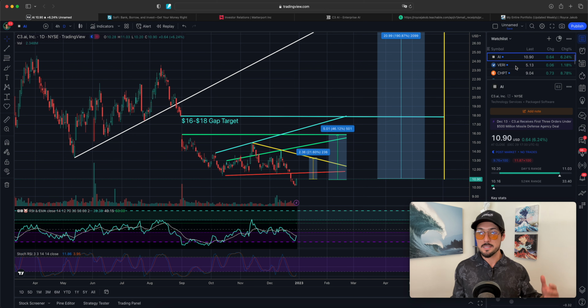And just a little bonus, Veritone is my second favorite AI stock that I think has a ridiculous upside within the artificial intelligence sector. Okay, so let's close it out by talking AI price targets.